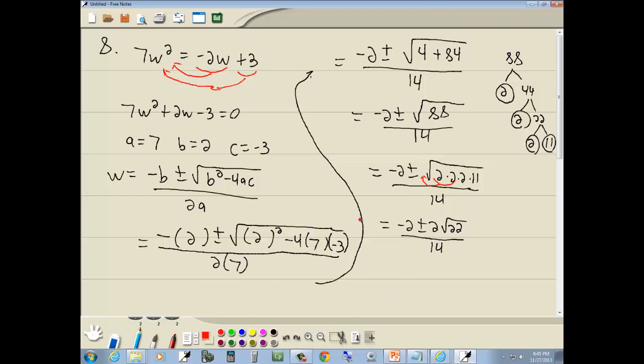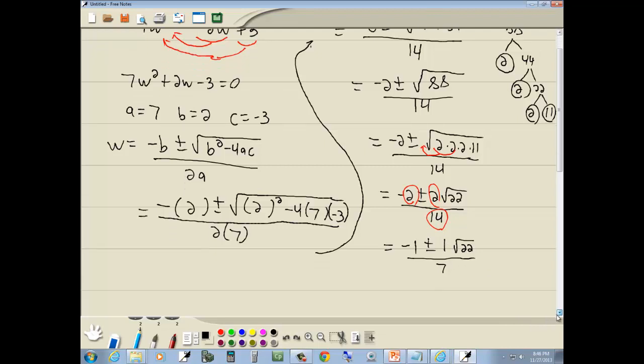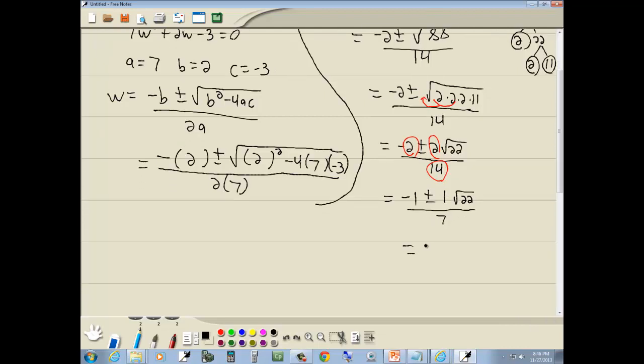They should call this the 3-number rule. But if you can divide this number, and this number by the same number, do so. Well, they're all divisible by 2. So we got minus 1 plus or minus 1 square root of 22 over 14 divided by 2 is 7. So again, negative 2 divided by 2 is negative 1, 2 divided by 2 is 1, 14 divided by 2 is 7. So then our answer is negative 1 plus or minus square root of 22 over 7.